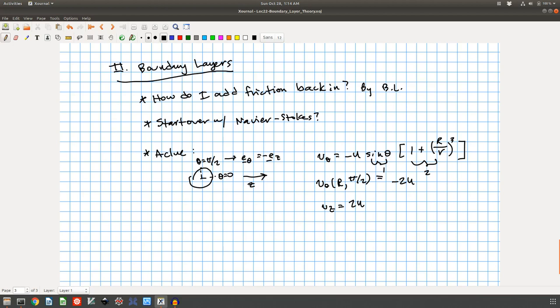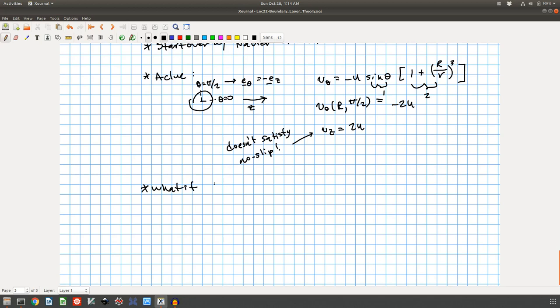But wait a minute, that's on the boundary of the sphere. This doesn't satisfy no slip. That's not a physical thing. How can that be? How can I have this solution? It's just whipping right around there. Okay? So what if I have two regions?